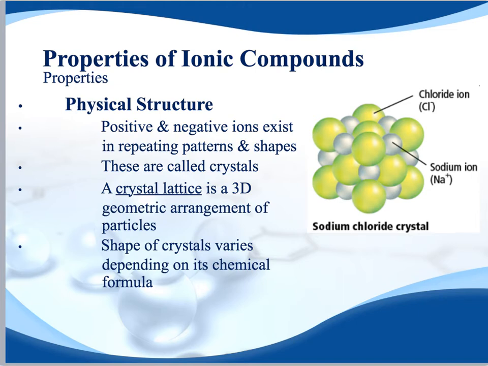Okay, so the physical structure of an ionic compound. Remember we're talking about ionic compounds, which are metals combining with nonmetals. So the physical structure: the positive and negative ions exist in repeating patterns and shapes. This one over here, for example, is a picture of a crystal of sodium chloride. This would be table salt. These are called crystals, and the actual shape that the ions form is called a crystal lattice. So there's your vocab word here on this slide. It's a 3-dimensional geometric arrangement of particles.